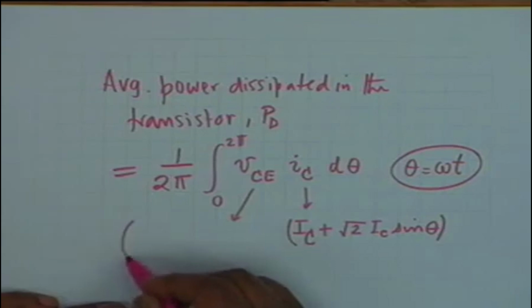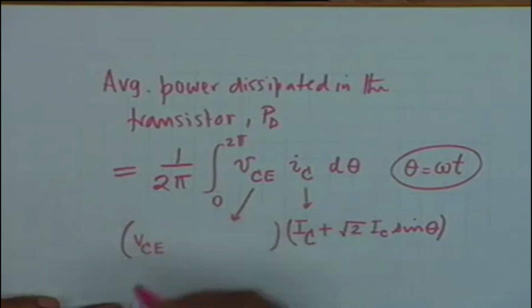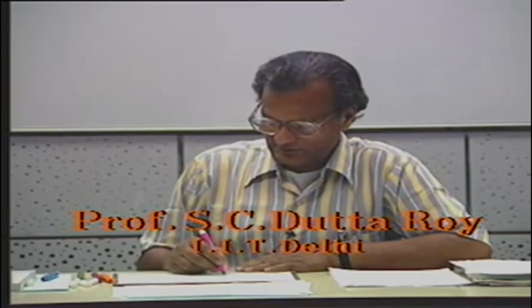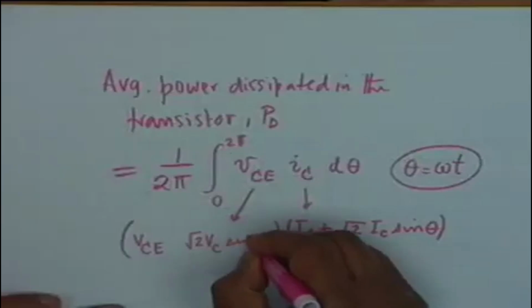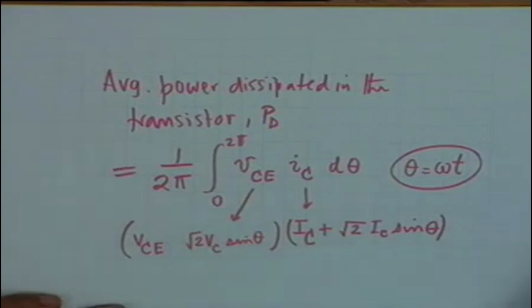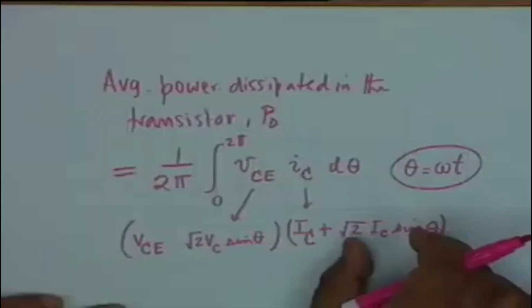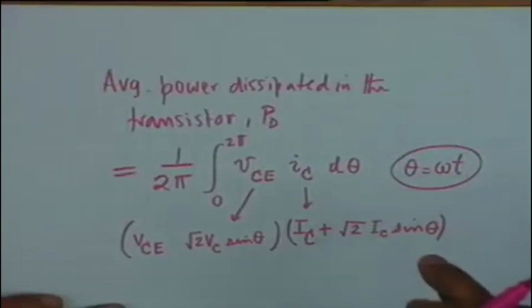Then what should be VCE under this condition? It would be the DC value, capital V subscript capital CE, plus the AC value, which is root 2 VC sine of theta. What would be the sign between the two quantities? Why? Out of phase. Yes, that's right. When the collector current increases, the collector to emitter voltage decreases, and therefore this should be a minus sign.